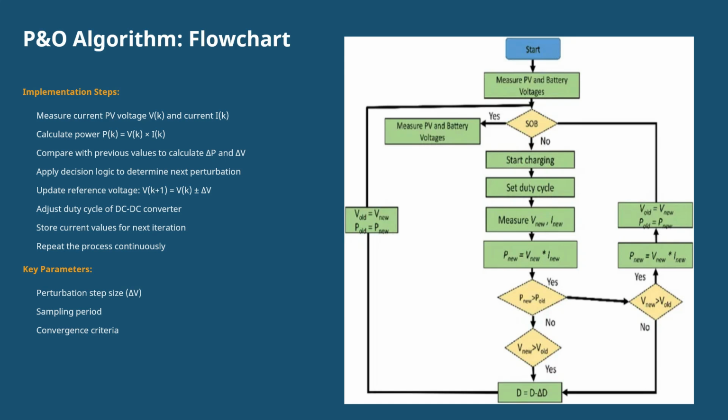Adjust the reference voltage and duty cycle of the DC-DC converter accordingly. Repeat this process continuously. The step size is dependent on the change in voltage. The sampling rate and the convergence conditions are key to the performance.